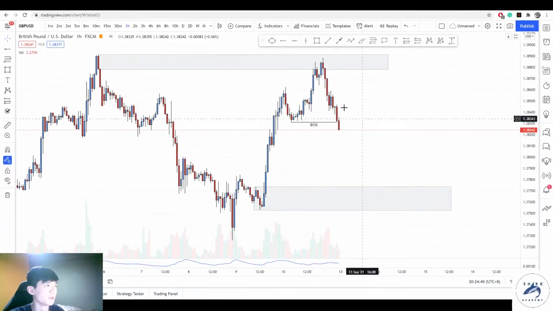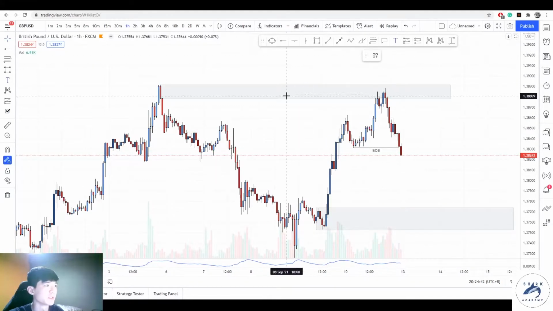Next up, we have the pound dollar, and prices taps in perfectly into this supply area.